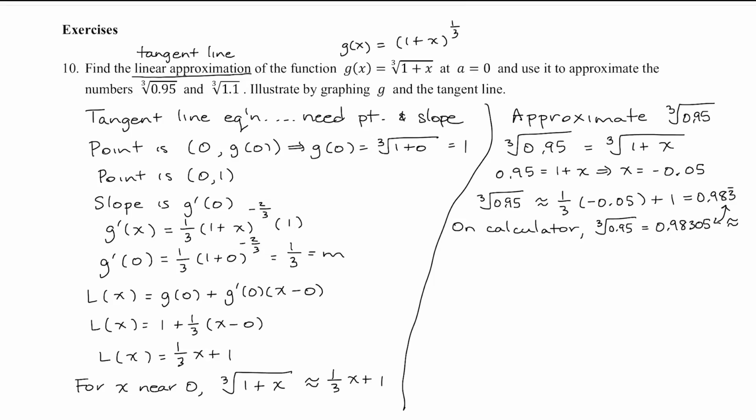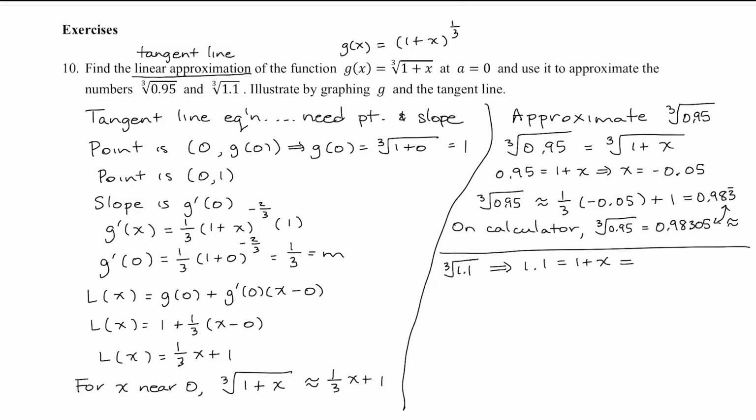In other words, if I use the tangent line equation to come up with the value, or I use the actual function, which I can do because I have a calculator, they're approximately the same. So you see how that works and that it is working. All right, let's try the cube root of 1.1.